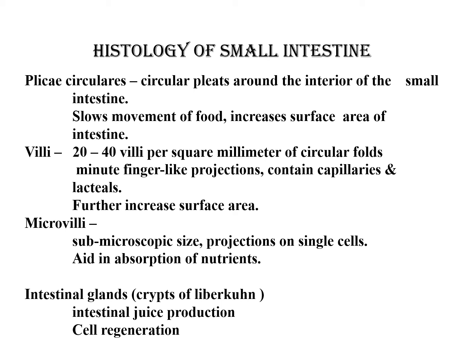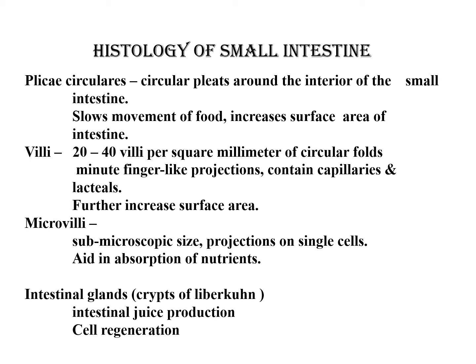Circular folds or the plicae circulares. These are circular pleats in the mucosa and submucosa around the interior of the small intestine. These circular folds slow down the movement of food because they are circular in shape and cause chyme to move spirally, which provides the time needed for nutrients to be fully absorbed. These circular folds increase the surface area of the intestine.